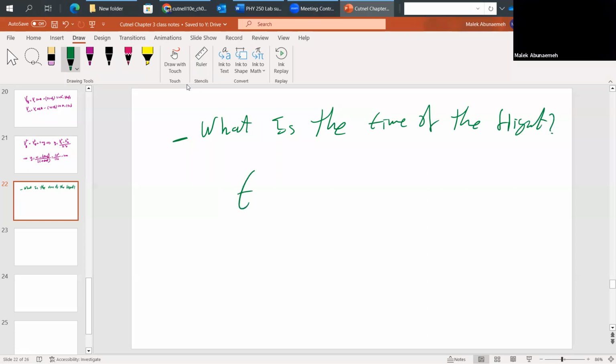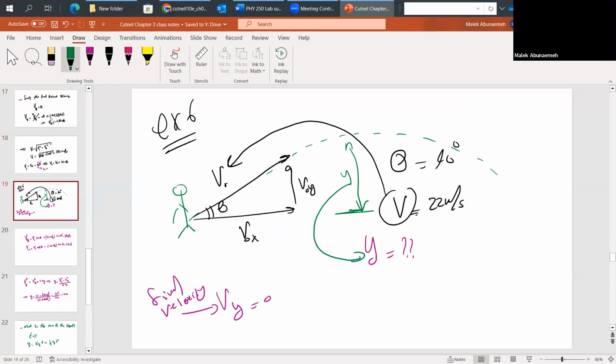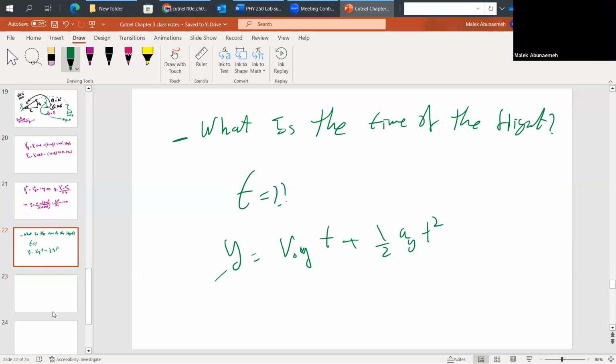So right now we're looking for your time, which is your t. Using the same equation that we used before, your y is going to equal your v naught y times t plus 1/2 a y times t squared. Now, when the ball lands, your y is going to equal 0, because the maximum height is where it started and when it lands, this goes to 0.